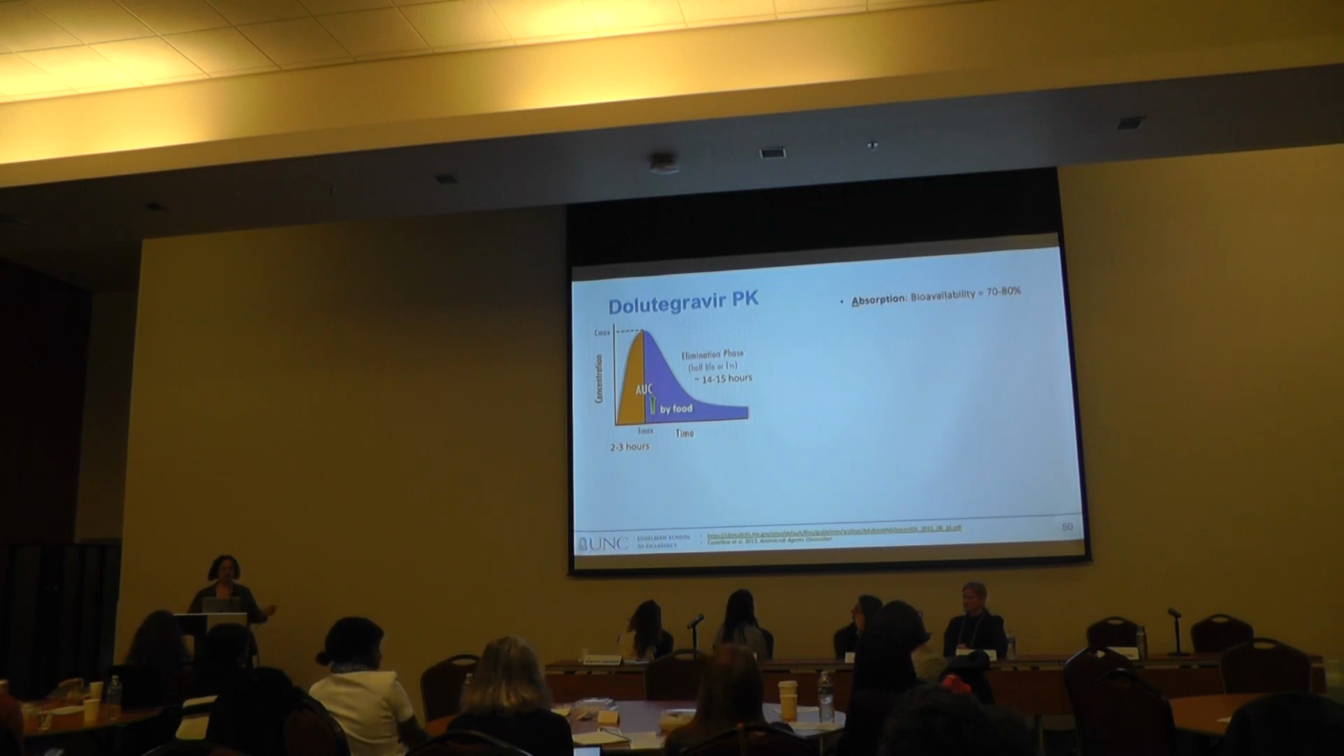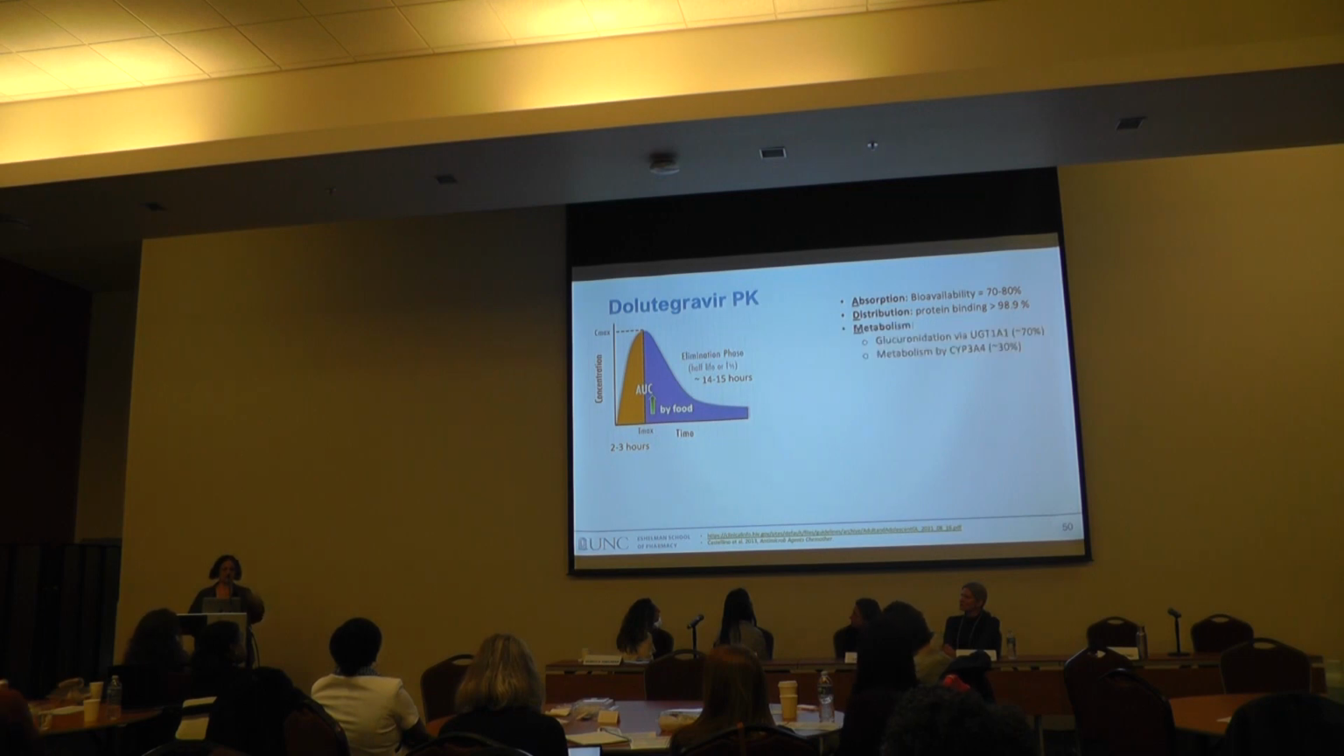And then in terms of its ADME properties, so about 70 to 80% of the drug is bioavailable, meaning that percent of the dose makes it to the systemic circulation. It's very highly protein bound, which is important because physiology can change the amounts of protein in the blood, and we consider only unbound drug to be pharmacologically active.